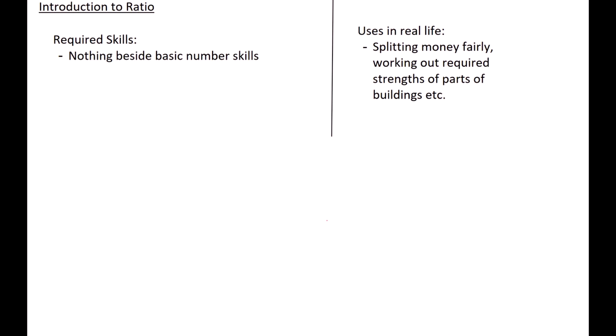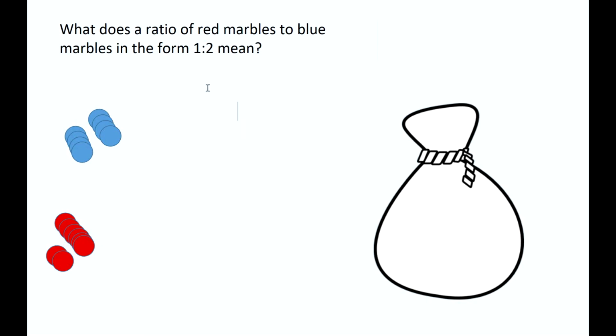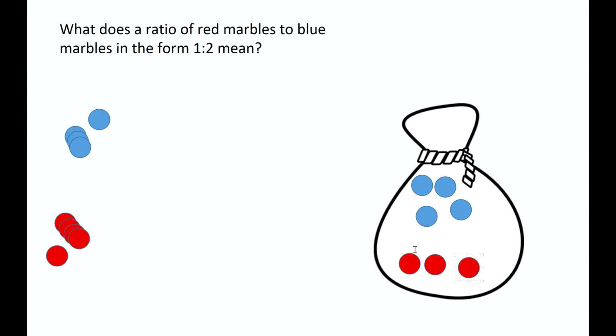Let's get started. First things first, what a ratio means. If you have a ratio of red marbles to blue marbles, the ratio 1 to 2, that means if I have one red marble, I would have two blue marbles, and if I had two red marbles, I would then have to have four blue marbles. So in simplest terms, for every one red marble there is, there must also be two blue marbles. Doesn't matter how many red marbles and blue marbles you have, as long as you obey that basic rule, then the ratio will be 1 to 2.